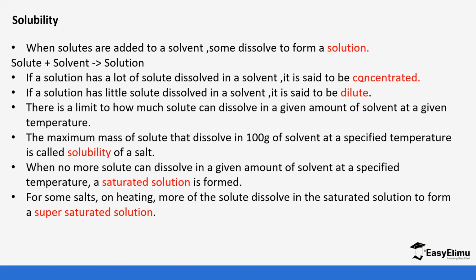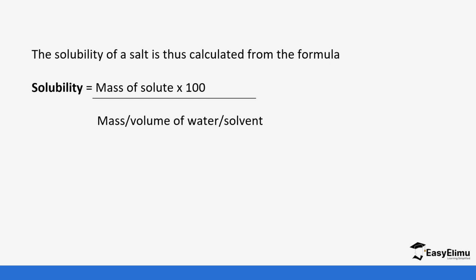And then some other salts, usually when you heat them, they're able to dissolve more solute. So let's say a solution has reached a saturation point. If you increase the temperature, for some of them you can add more solute. Now we see that that solution has reached supersaturation. So this is the formula for calculating solubility, although we are going to look at a few examples to actually see how that works out.